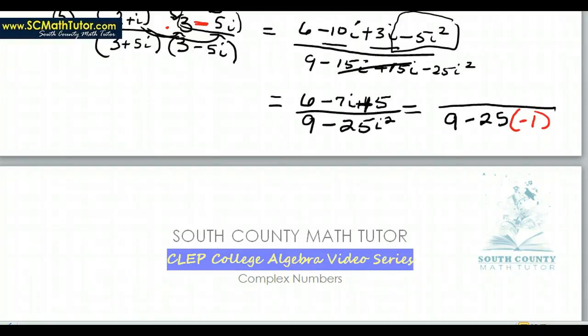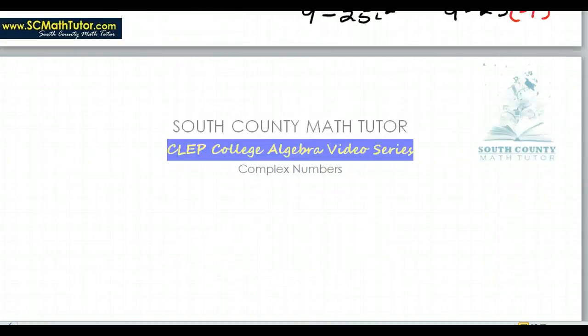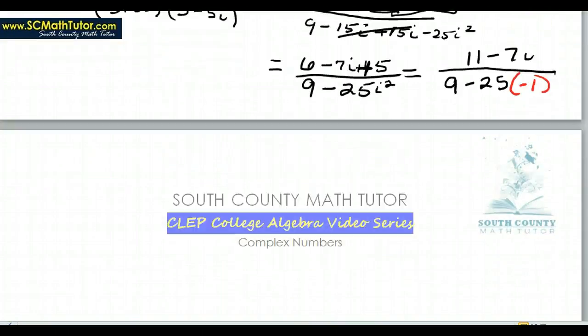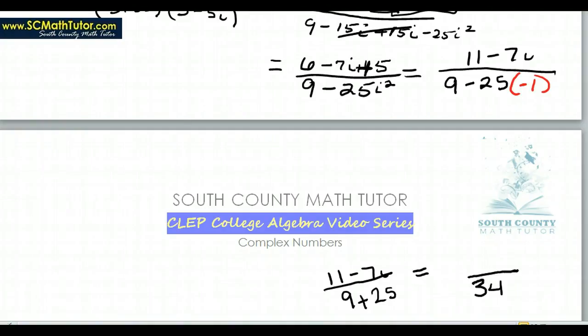On the top, I'm just going to continue to simplify. 6 plus 5 are like terms. Those are real, so they are like terms. So 6 plus 5 is 11 minus 7i. Then I'm going to finish up my bottom. 9 plus 25, since negative times negative 1 is positive 25, gives 34. So the answer is 11 minus 7i over 34.